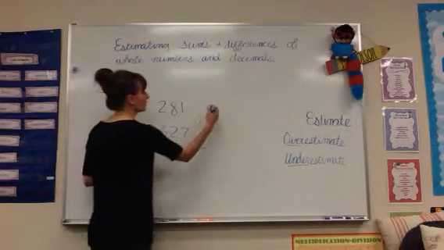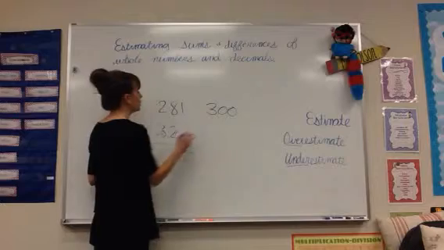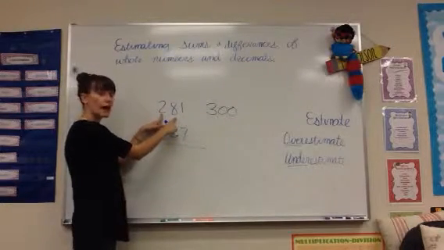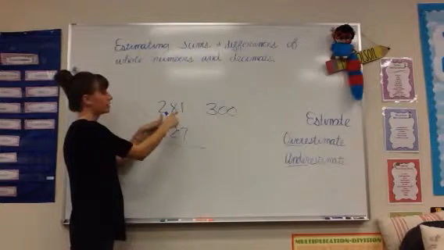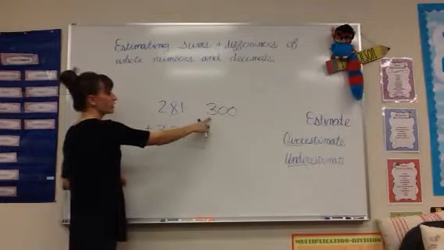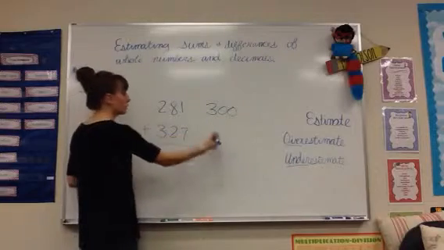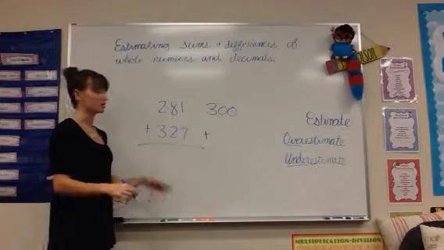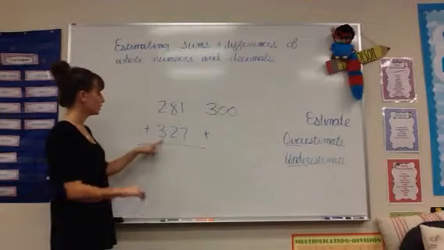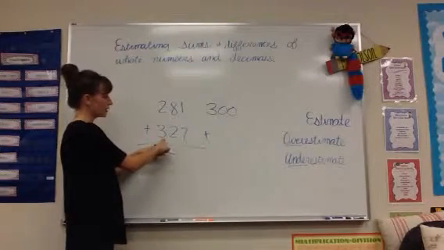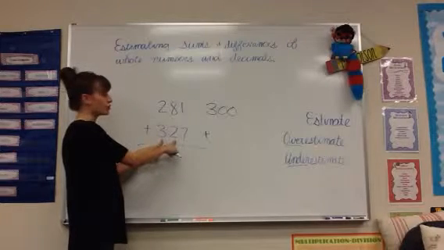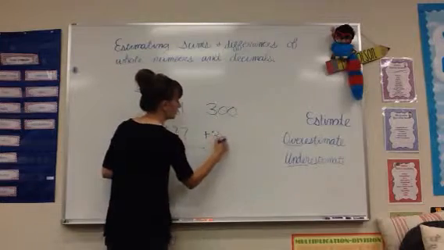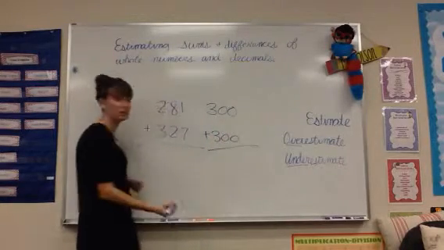So 281, is that closer to 200 or 300? Closer to 300. And you know, because if you're looking at the hundreds place, look to the right. 8 is 5 or more. It's more than 5. So you change the 2 to a 3. Everything else goes to 0. 327 is closer to 300. And you know, because look at the hundreds place, then bump over. The 2 is less than 5, so you leave the 3 the same. Everything goes to 0. And it equals 600.